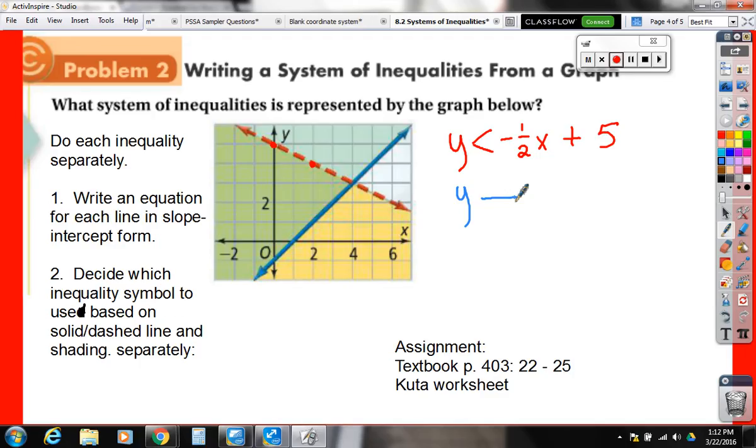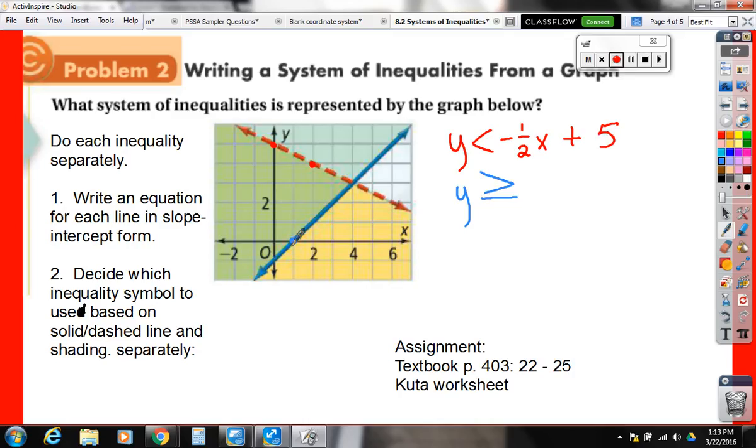So what inequality am I going to use? Is it greater than or less than if it's above? Greater than. So I want greater than or equal to. Okay, now, Kyle, what's my slope? 2. Go on. Okay, so if we go from this point, you're saying we go up 2?